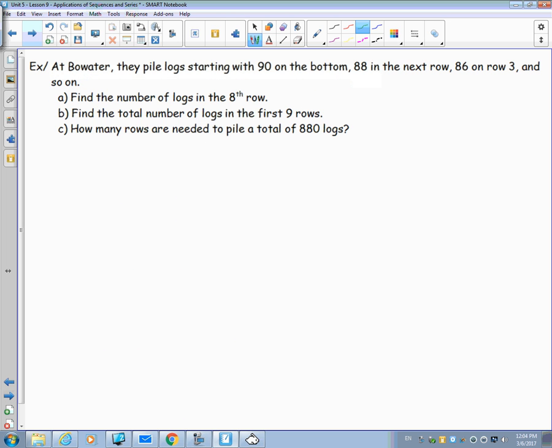All right, last one. I'll give you guys a chance to really work on some stuff. At Bowater, they pile logs. Start with 90 on the bottom, 88 in the next row, 86 on row 3, and so on. Find the number of logs in the 8th row.